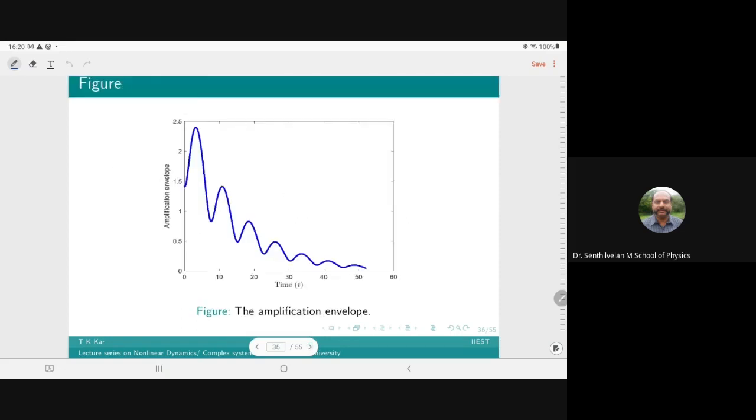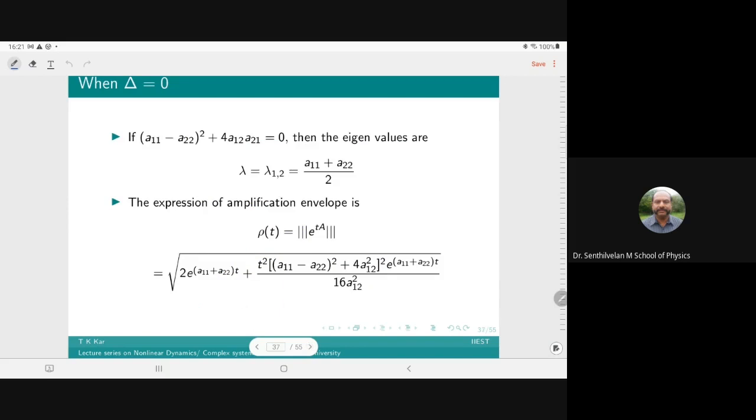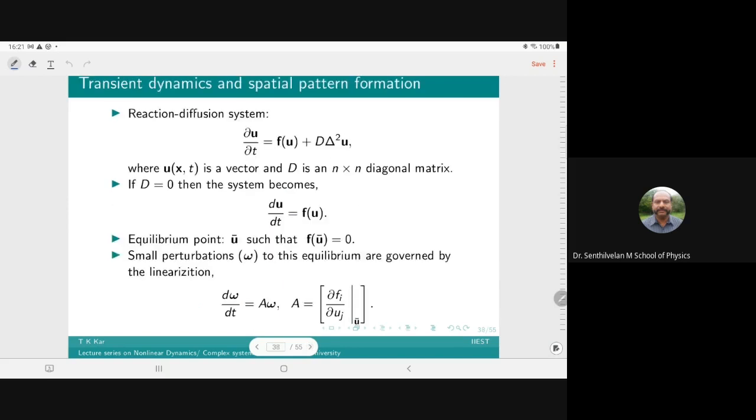This is the amplification. Look at this, start from here. It does not immediately start decaying to the equilibrium point. There is some growth, then it ultimately reduces, and after an infinite time it will reach the equilibrium. That is, this amplification is very important. I am not discussing more; I am coming to the next topic, transient dynamics and spatial pattern formation.